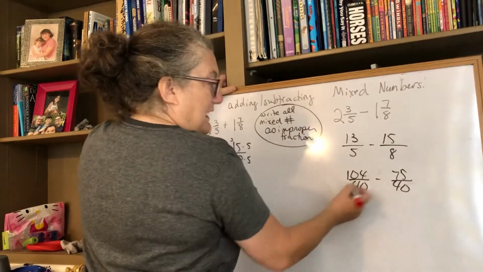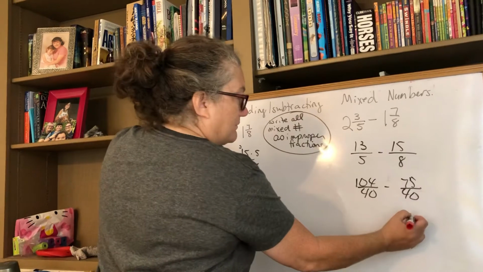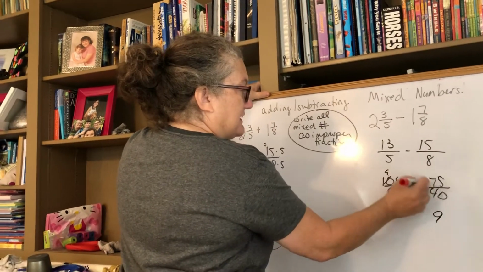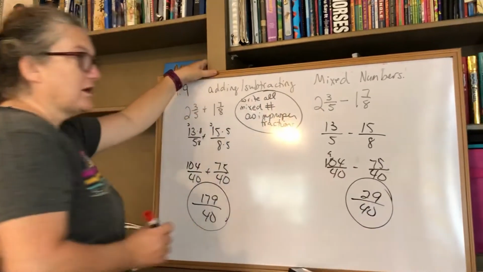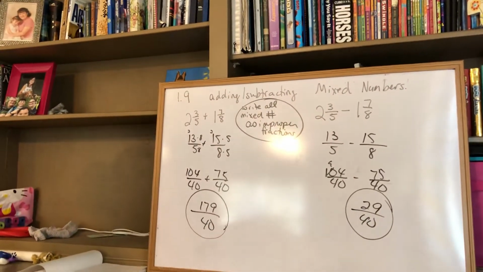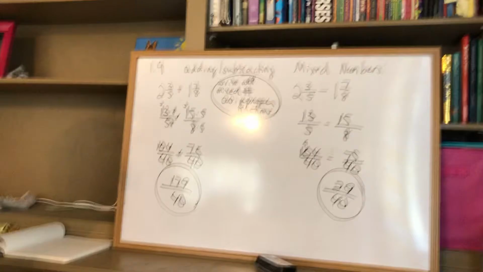So we have this. We subtract 5 from 4 would be 9, and 7 from 9 would be 2 over 40. And there's our work. So there's two examples for how to add and subtract mixed numbers. And I'll see you back with the next section.